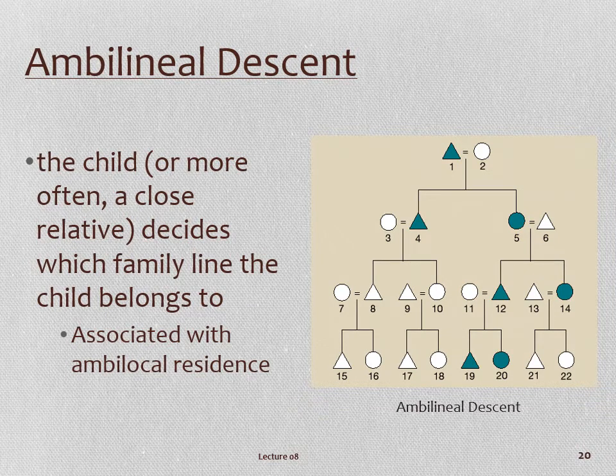There is another kind of unilineal descent, but it's rarer. Ambilineal descent is where the child or someone else, such as the parents, chooses which family he or she belongs to. This type of descent goes along with ambilocal residence. It tends to happen in societies that require greater flexibility. By relaxing the rules a bit and allowing people to choose whom they associate with, people are able to establish functional kinship networks where they might not have had any.